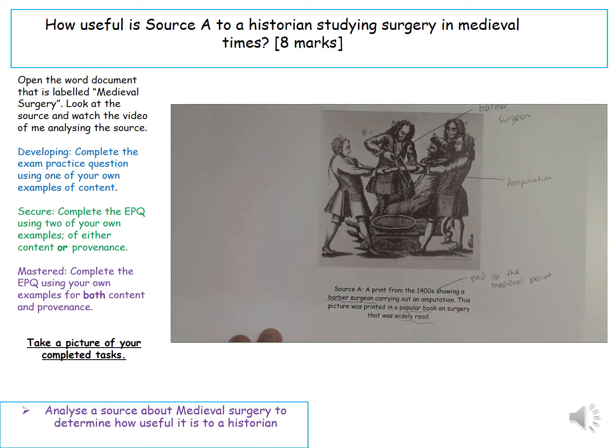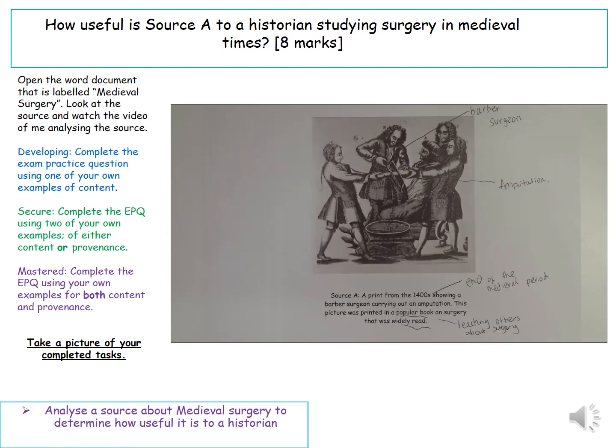Widely read. Now, it's a popular book that's widely read. Why is it popular? Maybe it's because it's teaching others about surgery. Now that we've looked at the content and the provenance of the source, we need to be explaining why it's useful to a historian studying this time period.